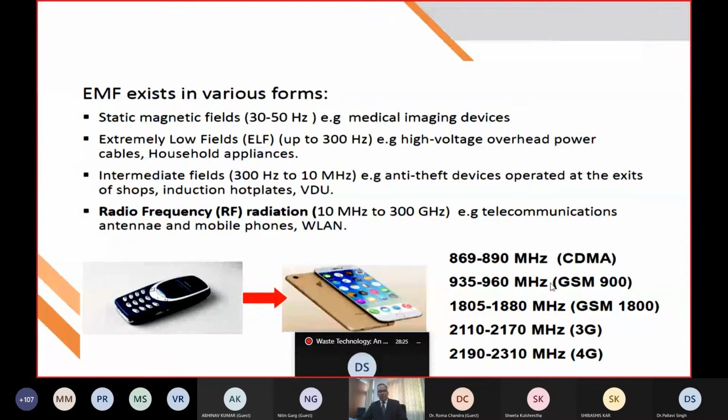If you see the frequency range of mobile, you will find CDMA in megahertz, GSM 900, GSM 1800. 3G is around 2 gigahertz to 3 gigahertz. 4G comes around 4 gigahertz.